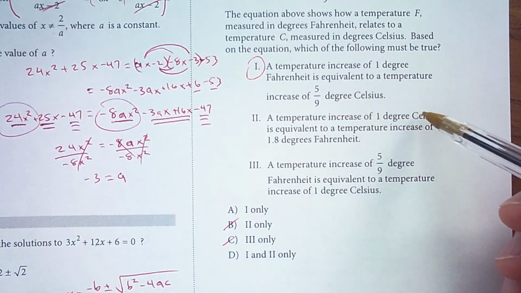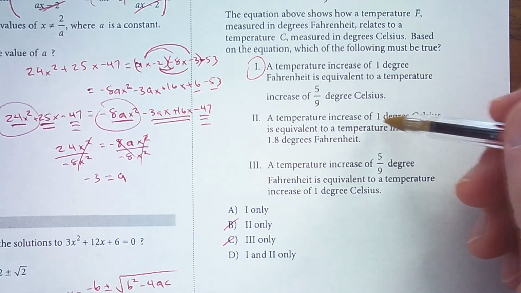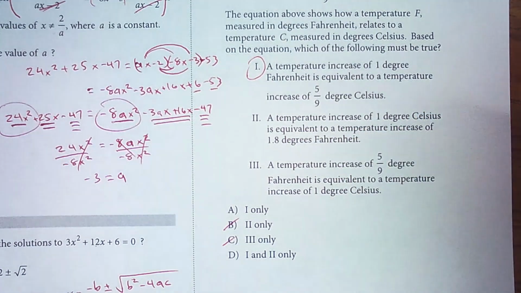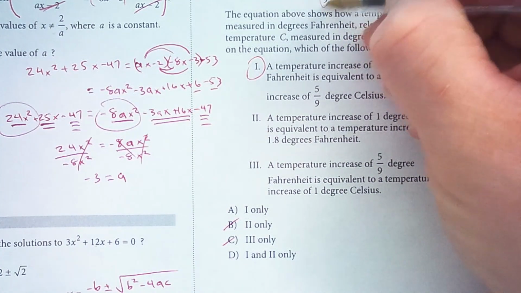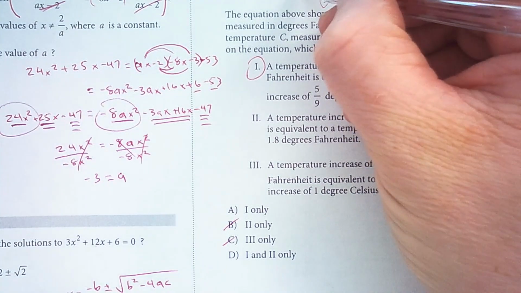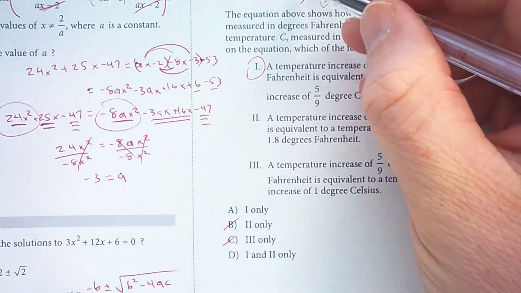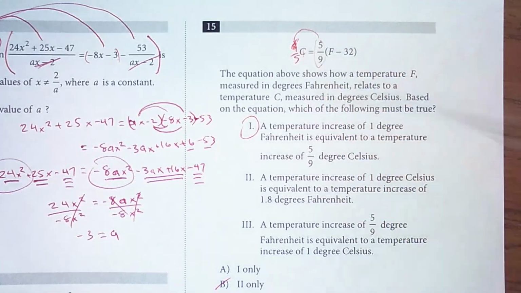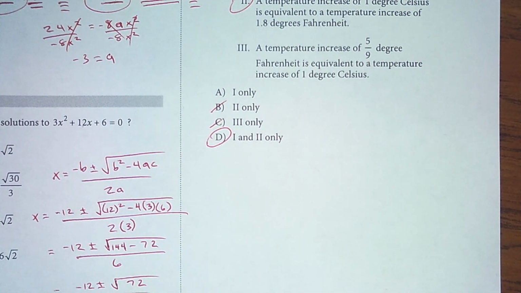Okay, so next, a temperature increase of 1 degree Celsius. So if I add 1 here to the degrees Celsius, that's equivalent to a temperature increase of 1.8 degrees Fahrenheit. Okay, so now if I add 1 here, that affects it by the reciprocal. So if I move this over here, it's by the reciprocal, which is 9/5. And 9/5 is actually 1.8. Okay, so I'm affecting by the reciprocal 9/5. That is 1.8, so 2 is true, which means it's going to be 1 and 2 that are both true.